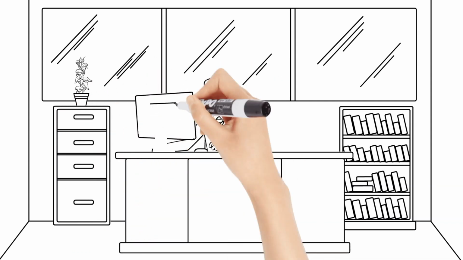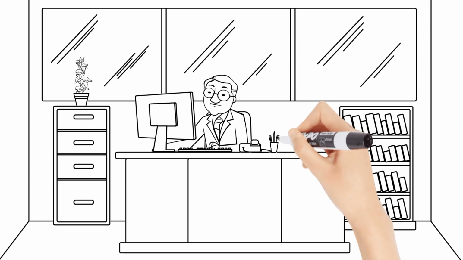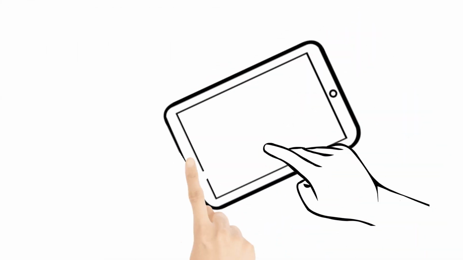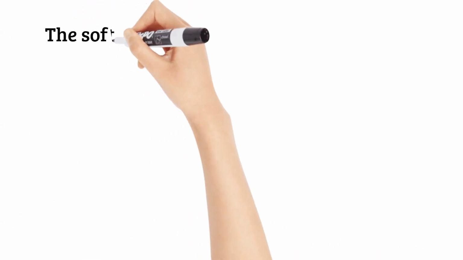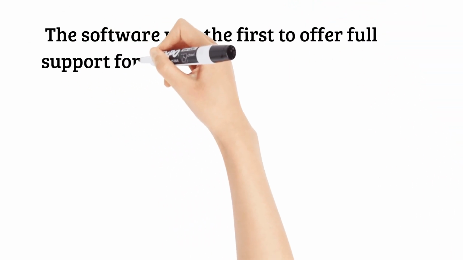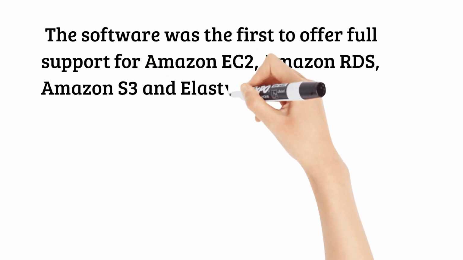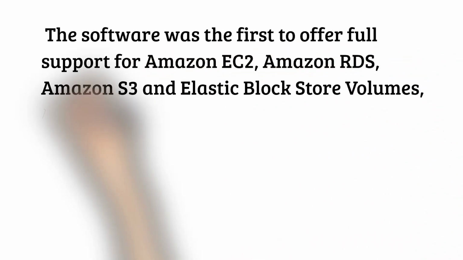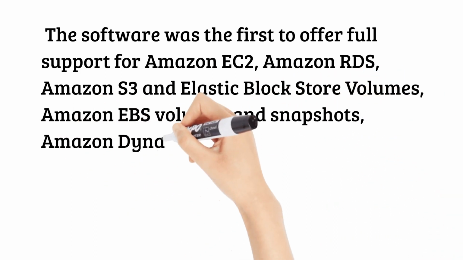Since its release, Veeam has been a pioneer in the Amazon Web Services backup services arena. Amazon Web Services did not have an online backup solution until Veeam came along. The software was the first to offer full support for Amazon EC2, Amazon RDS, Amazon S3 and Elastic Block Store Volumes, Amazon EBS Volumes and Snapshots, Amazon DynamoDB Backups and Replications, Amazon Glacier Vaults, and more.